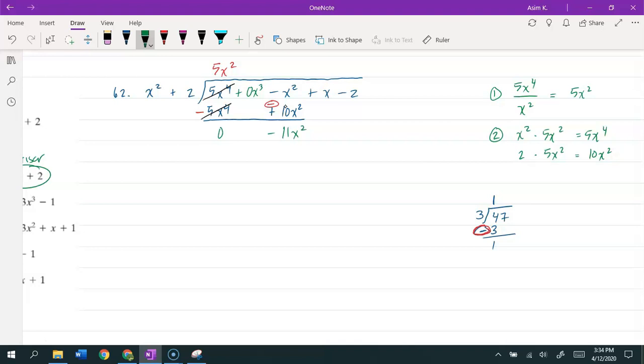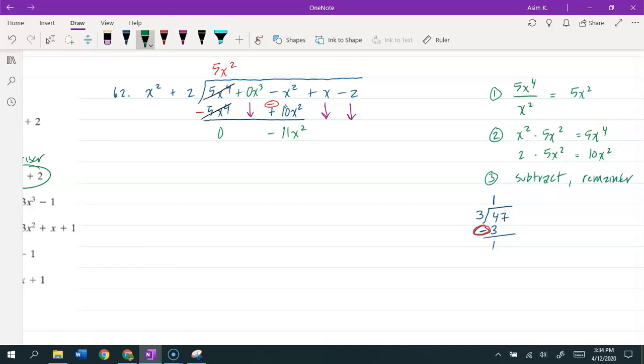As far as the placeholder is concerned and everything else is concerned, now you bring everything else down. You bring down the 0x cubed, you bring down the x, and you bring down the minus 2. And so if you want to call this step 3, in step 3, basically what you do is you subtract, and then you carry down the remainder.